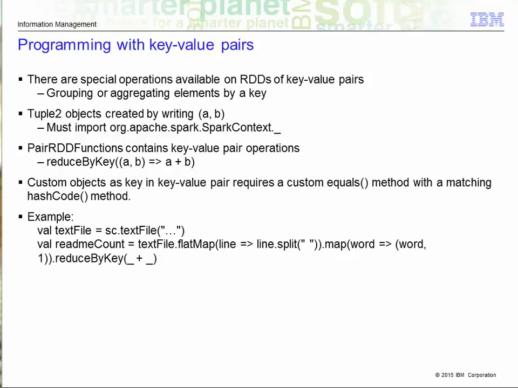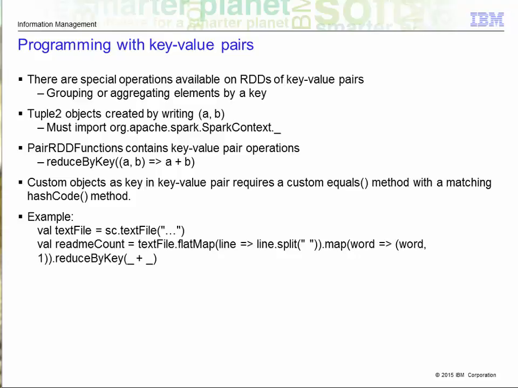There are special operations available to RDDs of key-value pairs. In an application, you must remember to import the Spark context package to use pair RDD functions, such as reduceByKey. The most common ones are those that perform grouping or aggregating by a key. RDDs containing the Tuple2 object represent the key-value pairs. Tuple2 objects are simply created by writing (A, B) as long as you import the library to enable Spark's implicit conversions. If you have custom objects as the key inside your key-value pair, remember that you will need to provide your own equals method to do the comparison, as well as a matching hashCode method.